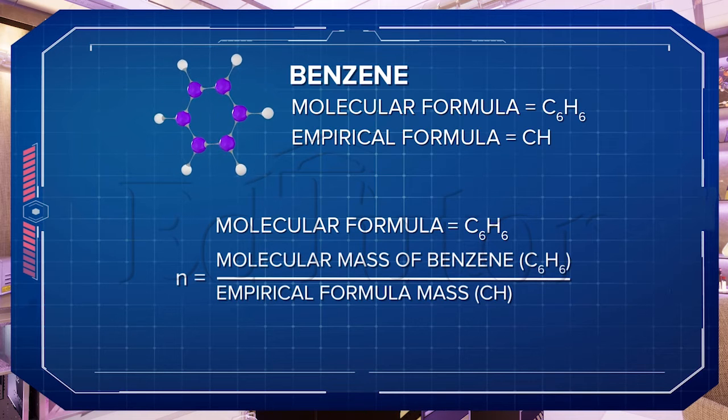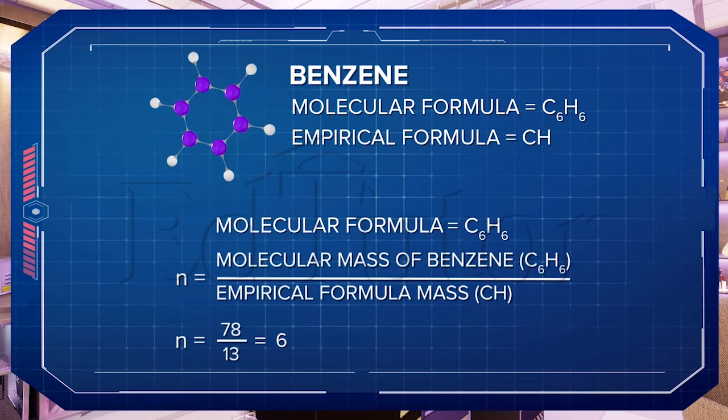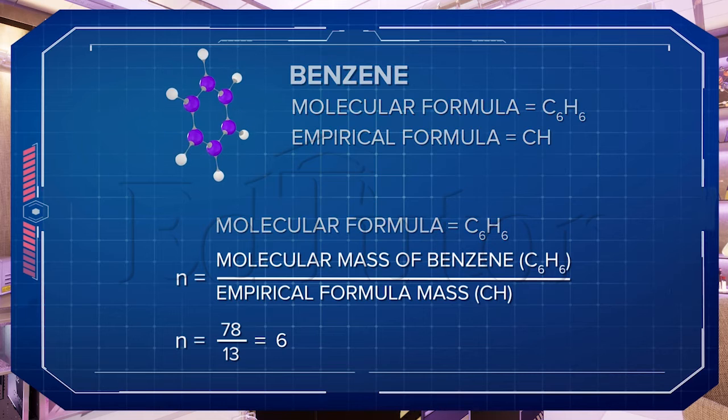The molecular mass of benzene is 78 and its empirical formula mass is 13. Taking a ratio of 78 and 13, we get the value of N equal to 6. Let's insert the value of N in this expression to calculate the molecular formula of benzene. This way we can easily determine the molecular formula of a compound from its empirical formula.